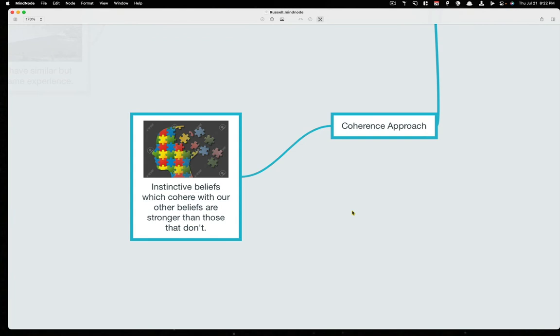So when you take our instinctive beliefs about the world and you couple those with other beliefs that we form along the way, we start to come up with this coherence approach. We say, well, it's unlikely that all of these things would point to one explanation. So there's no one thing that tells me there's an external world. It's not just my observation of the world.